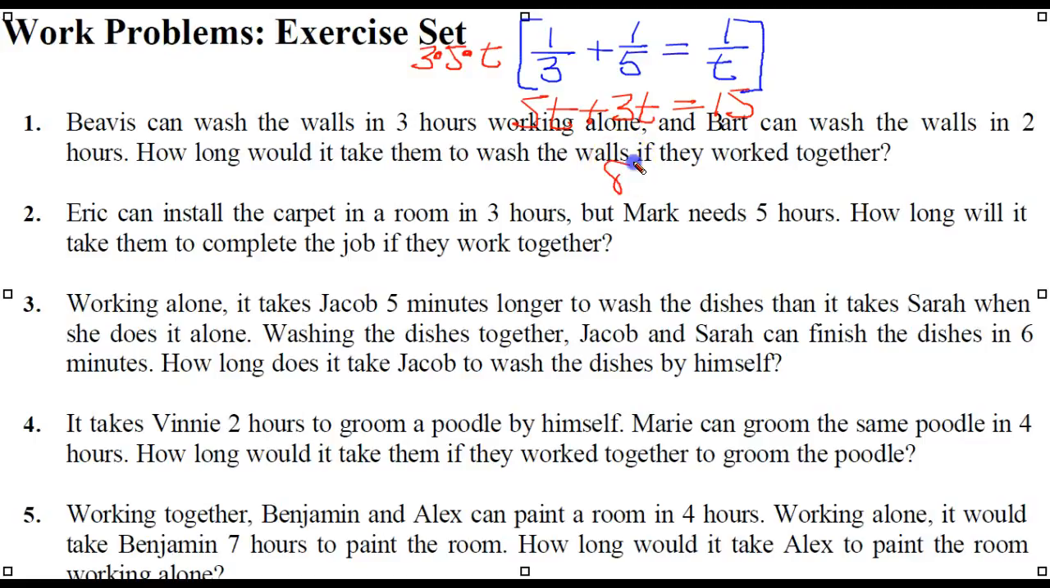So this is going to be 8t equals 15, and then t will equal 15/8 hours. Working together, it'll just be under 2 hours. This is going to be 1 hour and 7/8. Okay, so you see these are very similar.